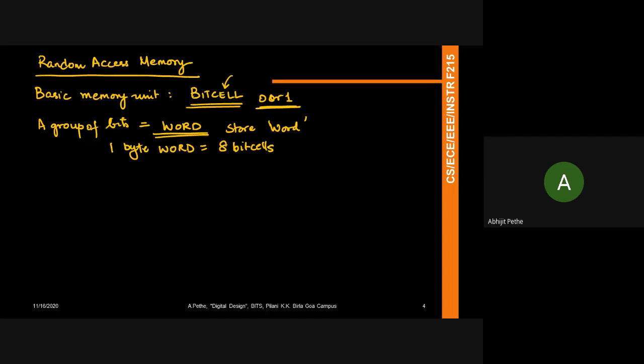So why is word important? Because when we think of memory, we store data in the memory in the form of words. Generally, you'll see that not all memories give you access to individual bit cells. They will give you access to words. So when we think about storage in a memory, always remember we'll store it as words. Our smallest unit in the memory will be a word, not a bit.